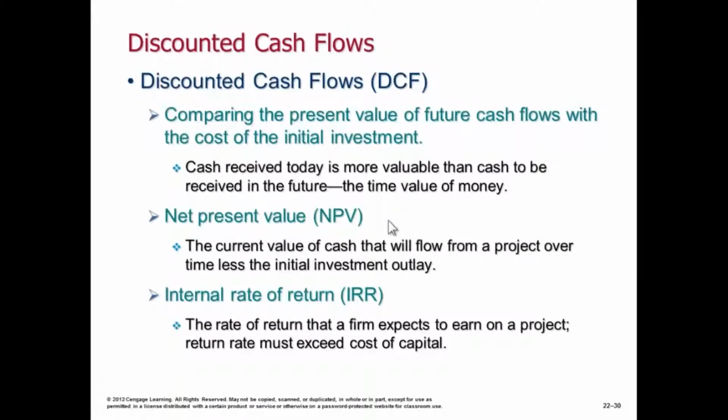Discounted cash flows is where I compare the present value of future cash flows with the cost of the initial investment. So, cash received today is more valuable than cash to be received in the future. So I calculate the net present value of those cash flows, and then I look at the cost of the investment outlay, and that then will give me my internal rate of return. How much do I get back in cash flow as opposed to the cost?